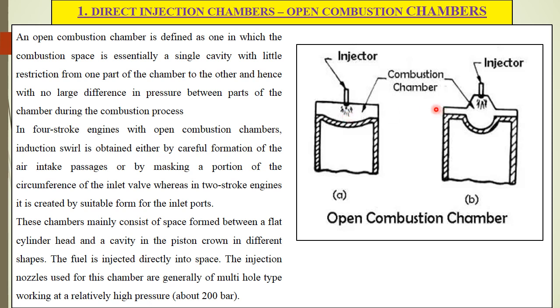Drawbacks: high fuel injection pressure is needed, hence a complex design of the fuel injection pump. As in this case we require a high injection pressure of around 200 bar, the design used for the fuel injection pump is complex. Then, there is the necessity of accurate metering of fuel by the injection system for small engines. So again, the fuel injection system plays an important role in open combustion chambers.